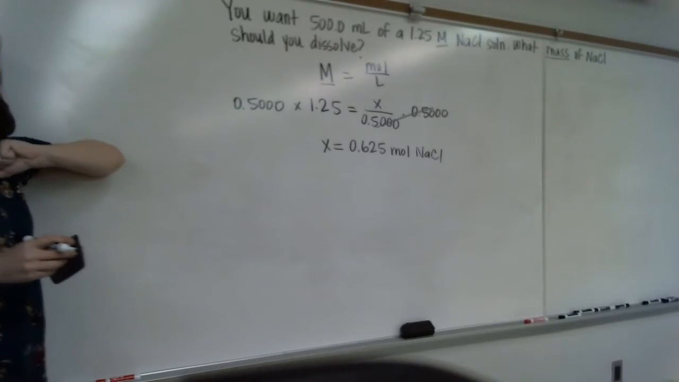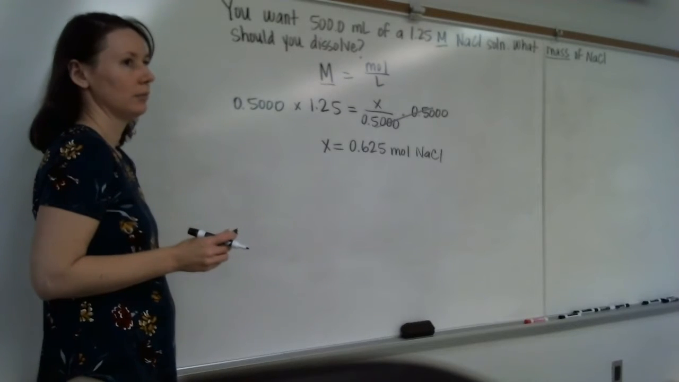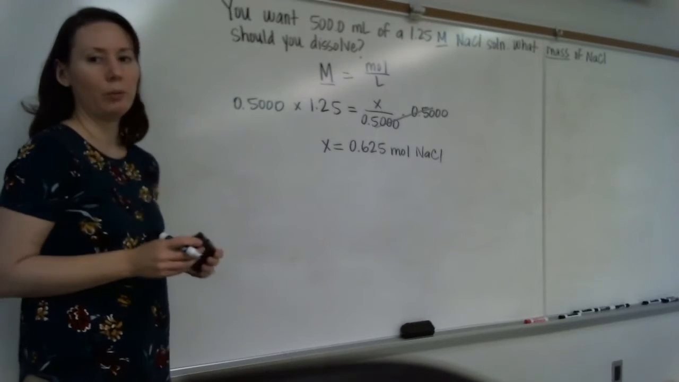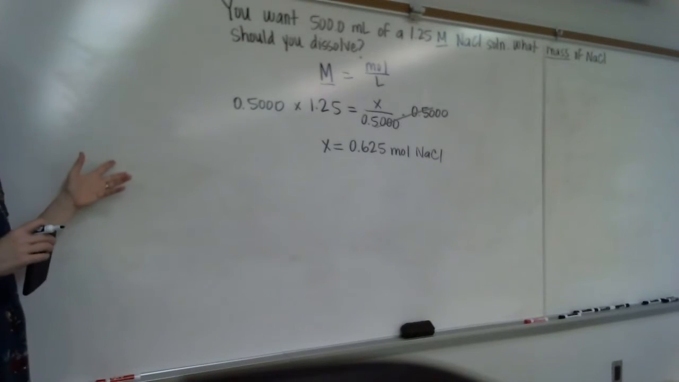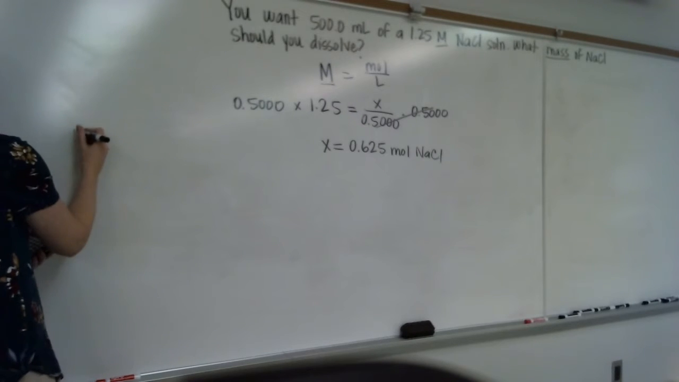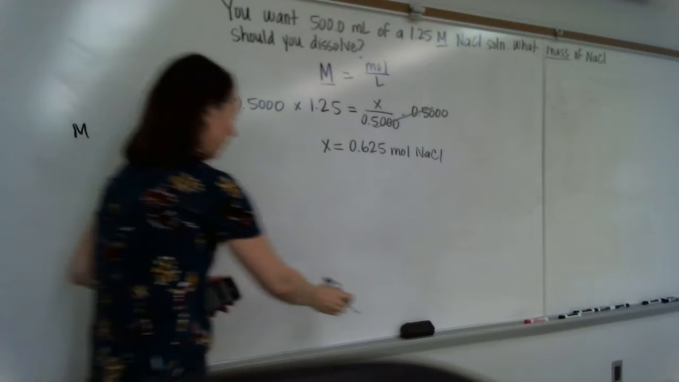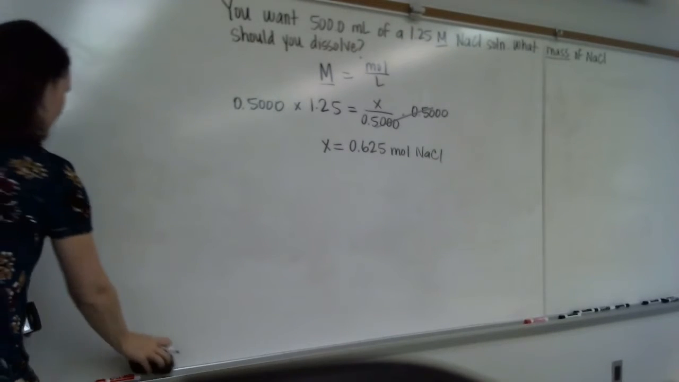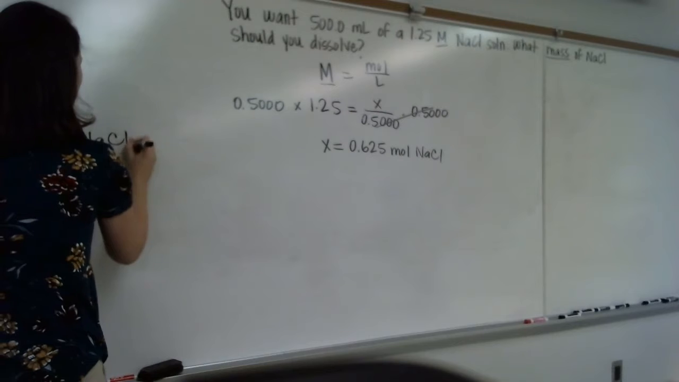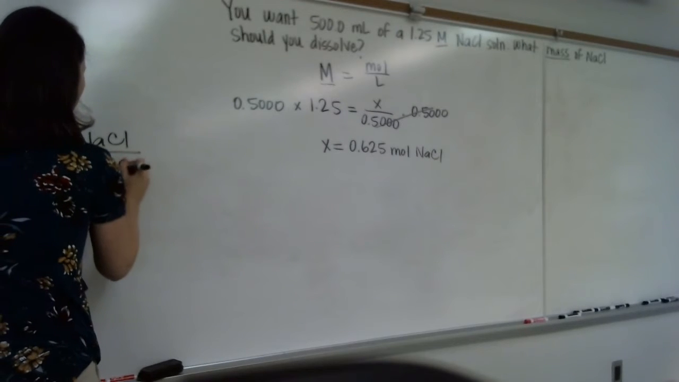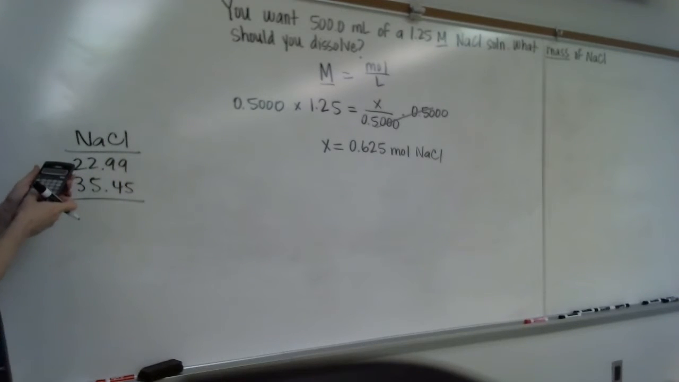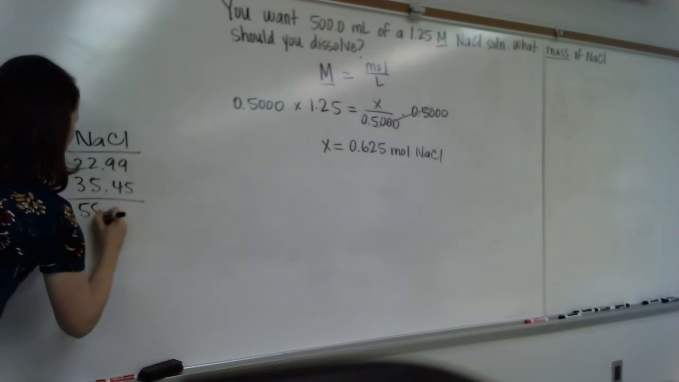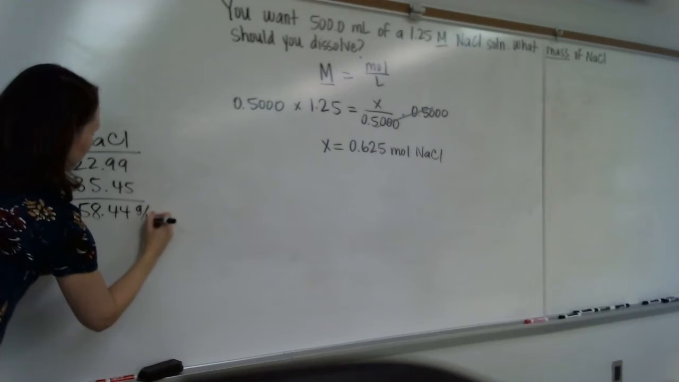So what do we need in order to do that part? What do we need now? We need to convert moles to what? To grams, right? Which means we need to have the molar mass. Yes, so let's calculate the molar mass off to the side. NaCl has a molar mass of 22.99 plus 35.45. So 22.99 plus 35.45 gives me 58.44 grams per mole.